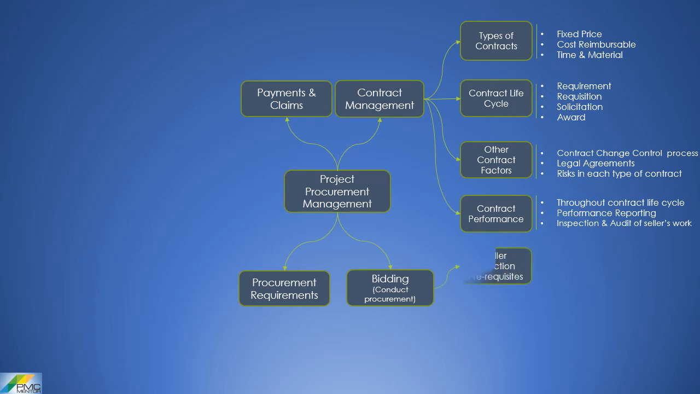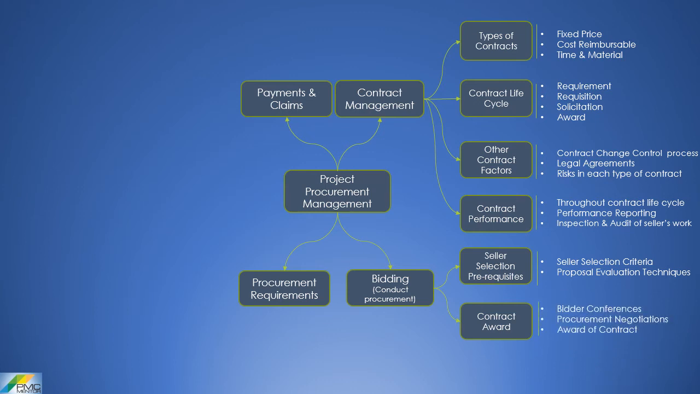Second key concept is the conduct procurement, commonly known as bidding. It includes identifying the selection criteria for the sellers. This seller selection criteria will be used in evaluating the seller's proposals. Bidding also includes award of the contract to seller. Before the contract award, it is important to understand that for some kind of complex procurement, bidder conference is a good tool to explain the procurement requirements to all bidders. In addition to bidders conference, negotiations are usually performed with the shortlisted bidders, and finally the contract is awarded to one of the bidders after negotiations.